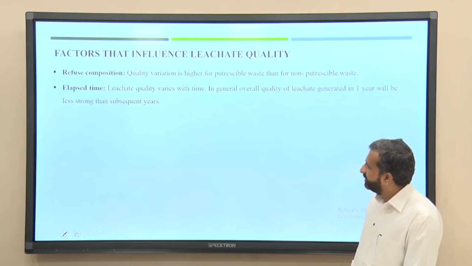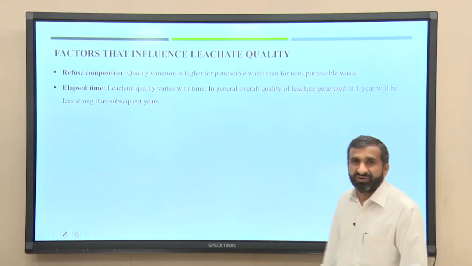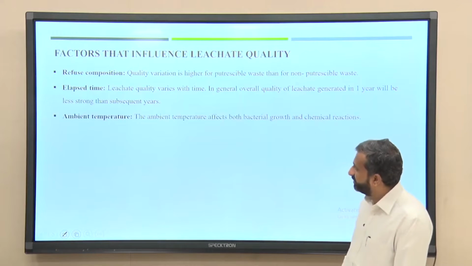Elapsed time. So, leachate quality varies with time. In general, the leachate generated in the first year will be less strong than in the subsequent year. So, obviously, in the initial period the leachate won't be strong, but later on the leachate quality will be very strong in subsequent years.